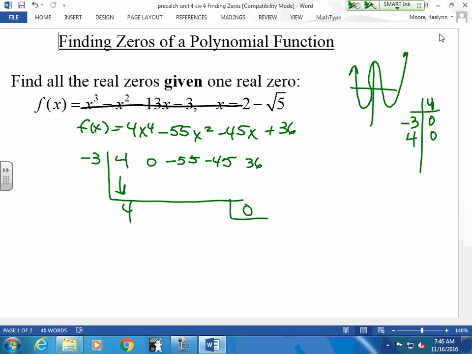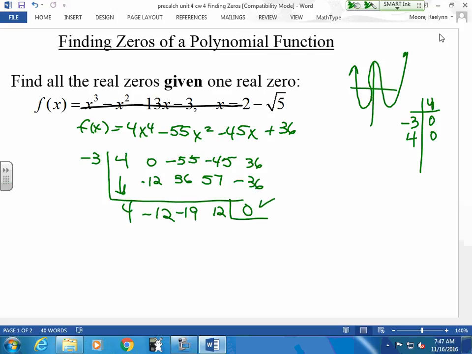We bring down the 4. -3 times 4, remember, multiply from the left, go to the right. -12. Add it down. -3 times -12, 36. Add it down. You get -19. -3 times -19, 57. Add it down. What do you get? 12. -3 times 12? What did we get? 0. Yep, that was a root.